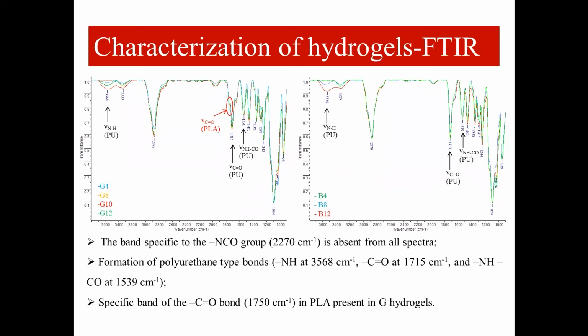Figures show the FTIR spectra of the obtained hydrogels. From these spectra, we observe that the isocyanate group characteristic band disappeared. There are also characteristic bands of polyurethane type bonds. In the case of hydrogels with modified cyclodextrin, the specific band of the carbonyl bond in polylactide can also be observed.